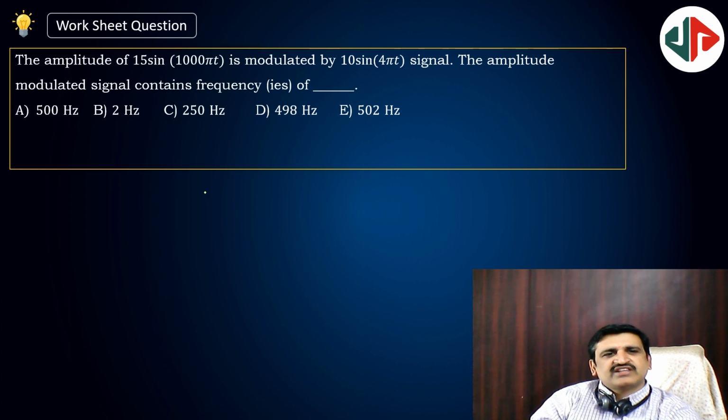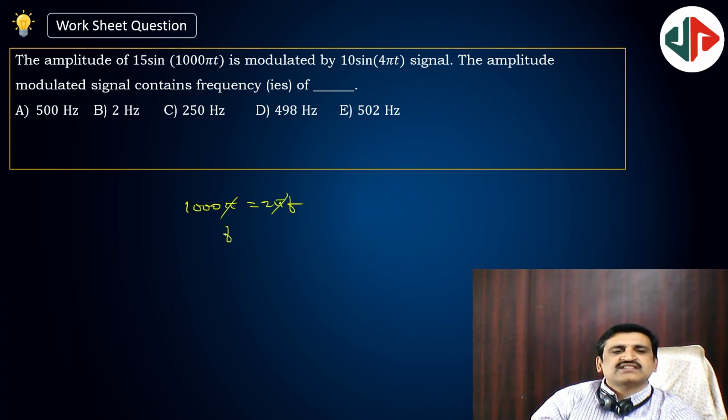The carrier amplitude is 15 and it is modulated by 10 sin of this signal. The amplitude modulated signal contains frequencies of 15. One is 1000 pi t. 1000 pi is equal to 2 pi f, pi gets cancelled, f is equal to 500. The other one is 4 pi, 4 pi is equal to 2 pi f, pi gets cancelled, f is equal to 2. This is the message signal and this is the carrier signal.